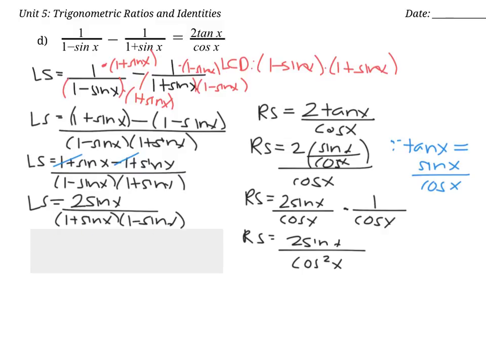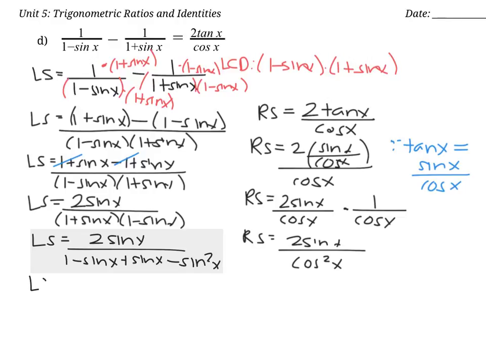If we continue writing, our left side is going to equal, in the numerator we have 2 sine x, and in the denominator, let's FOIL this. We're going to multiply the 1's and then the 1 times negative sine x, and then sine x times 1, and sine x times negative sine x. So 1 times 1 is 1. 1 times negative sine x is negative sine x. Then sine x times 1 is going to be positive sine x. And then sine x times negative sine x is going to be negative sine squared x.